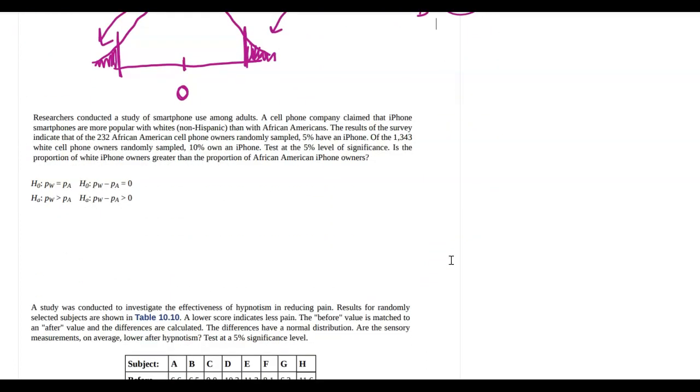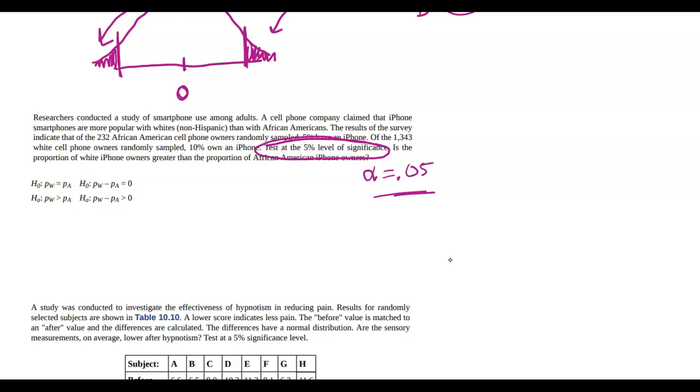All right, researchers conduct a study of smartphones. A cell phone company claims that iPhones are more popular with whites than with African Americans. Results of this study are given, with all the information, and you're asked to test this at a 0.05 significance level. If you do see that, we're not actually going to run the test. We're just talking about this big picture. That's your alpha level, okay, and it will give you that in the problem. And if it doesn't, then that's kind of what we default to. And we want to know, is the proportion of white iPhone owners greater than for African Americans?